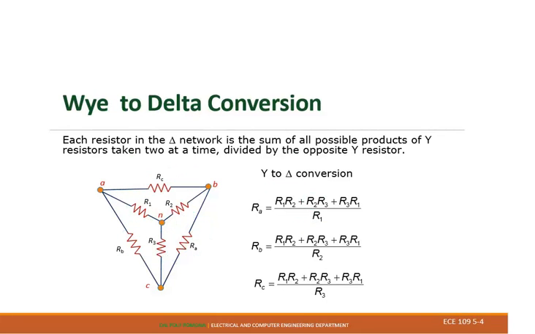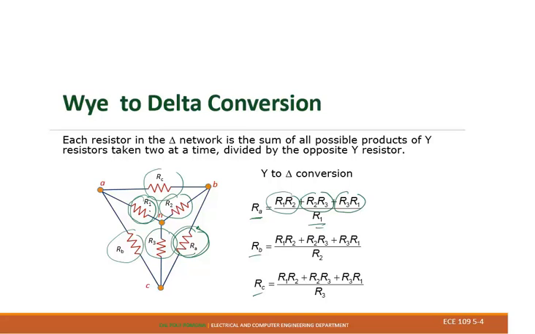The other one is how we can go from Y to delta form. In this case, we assume that R1, R2, and R3 are given to you, and you're going to find RA, RB, and RC. Look at RA: the numerators are the same for RA, RB, and RC. So RA is R1 times R2 plus R2 times R3 plus R3 times R1, divided by the opposite side Y resistor, which is R1.